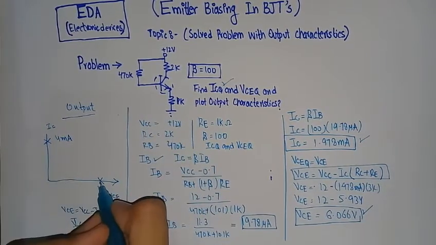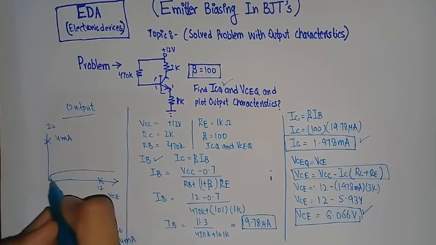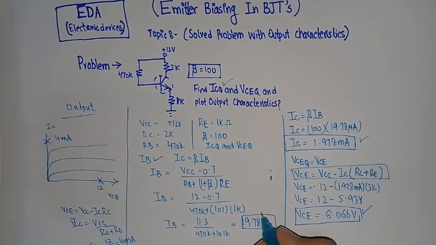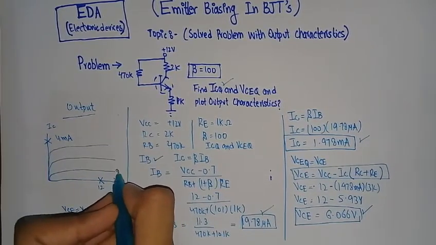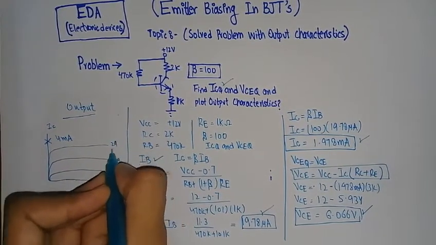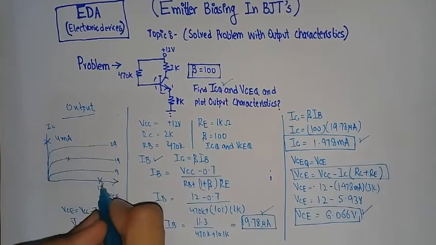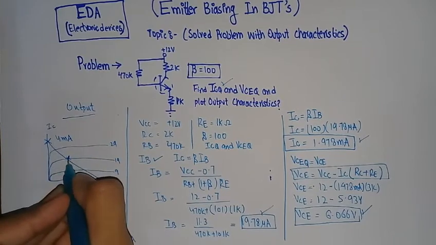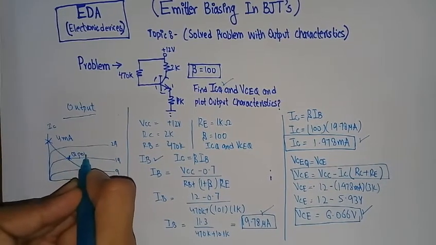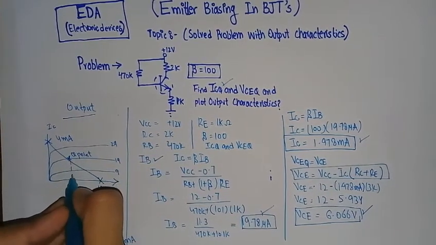And draw the lines of base current. We already found 19.78 microamps. So we will take 9, 19, 29. So this will be the cutoff point. So join these two lines. This will be our Q point of the transistor, also called the stability factor.